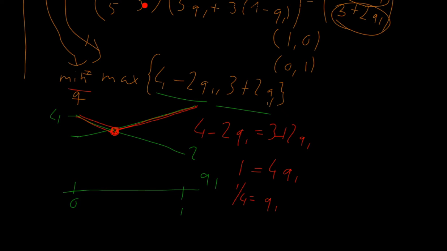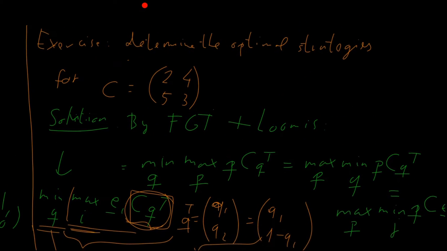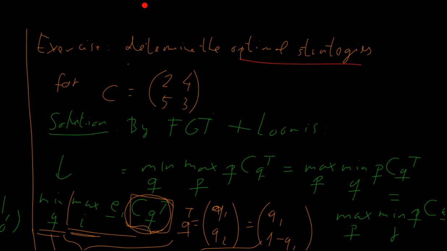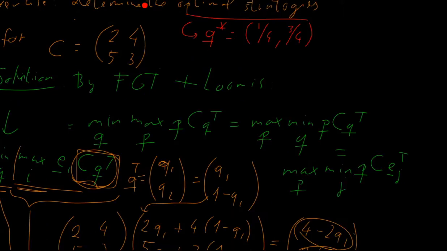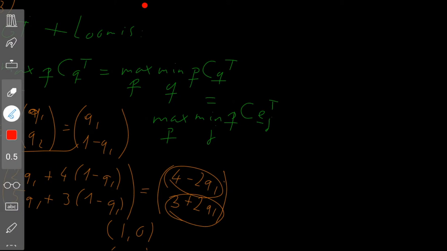Yeah, now this means that for the optimal strategy, we have that the optimal strategy for Q is just choose the first column with a probability of 1/4 and the second column with a probability of 3/4. Now we can do the same for P. I'm just doing this in order to finish the exercise properly.